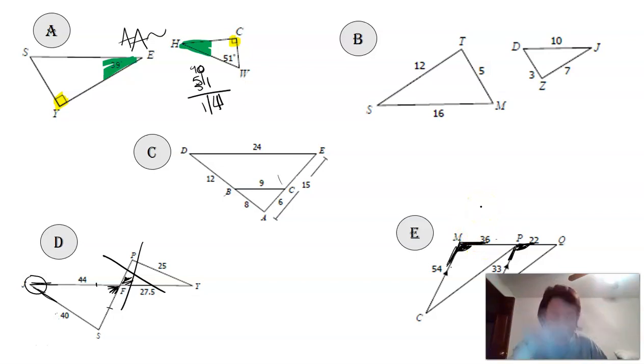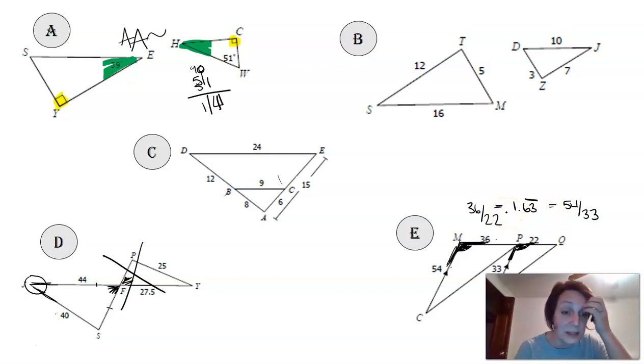All right, so let's check it out. 36 over 22. The decimal comes out to 1.63 repeating. So 63, 63, 63. The other one, 54 divided by 33, comes out to the exact same thing. 1.6363636363. So in this case, I do have two ratios that match and I have the included angle. So in this situation, I have side, angle, side congruency.